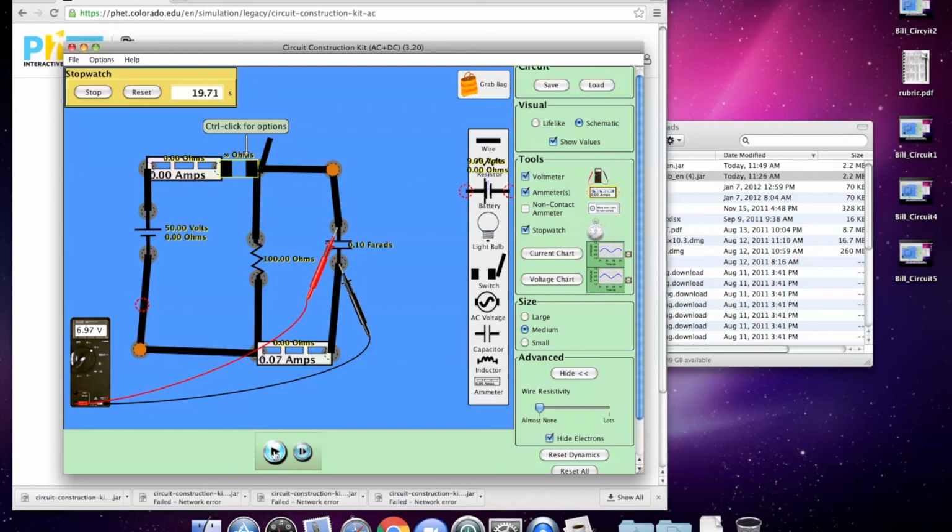And the voltage across the capacitor, the remaining voltage in the capacitor, is 6.97 volts. And if I would let time evolve more, it would drain down to 0 volts held in the capacitor, and there would be no remaining current flowing in the circuit.